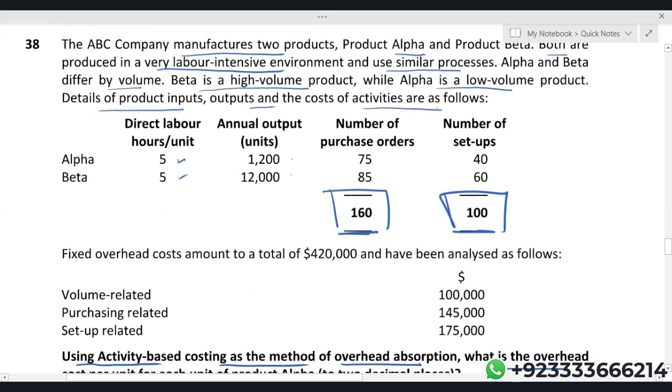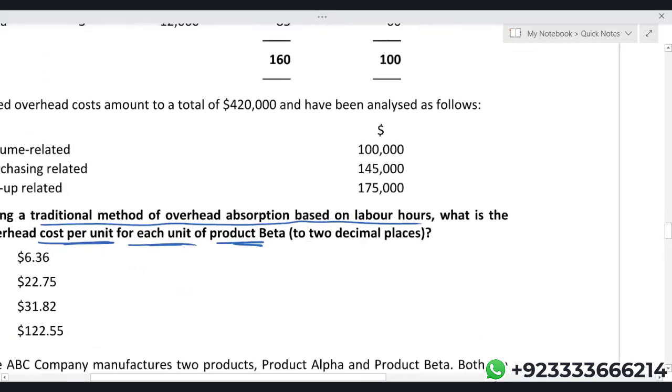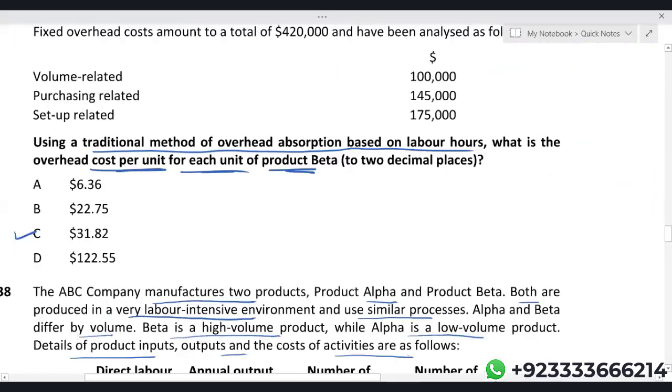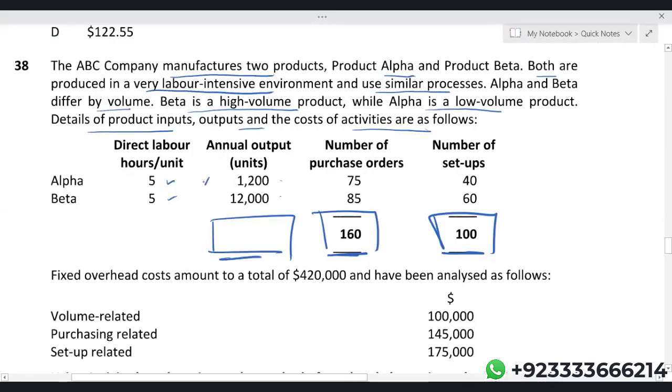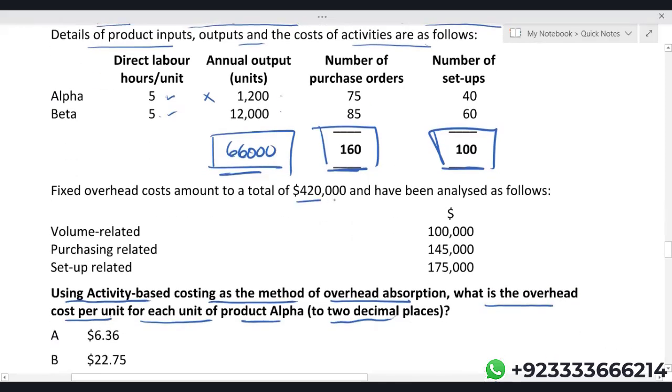Great. And total labor hours we have already calculated, if I'm not wrong. Total labor hours we have calculated are 66,000. Simply 5 multiplied by 12,000. Total labor hours are 66,000. Fine. Total overhead is 4,20,000. Now they are giving us the breakup of that 420. Volume related overhead is 1 lakh. When it says volume related, obviously we will use labor hours to calculate the overhead absorption rate.